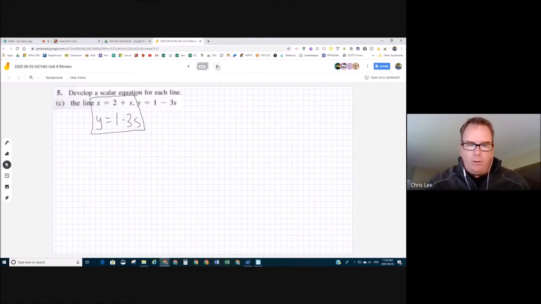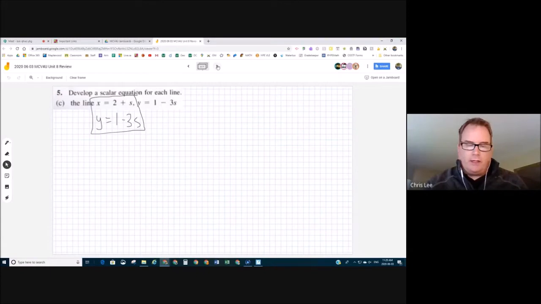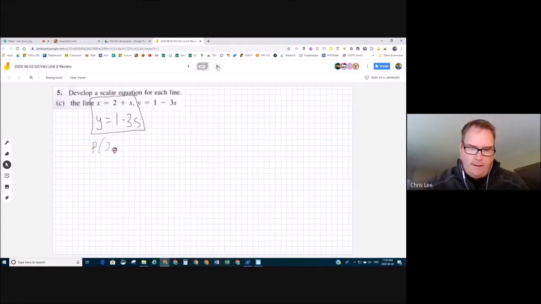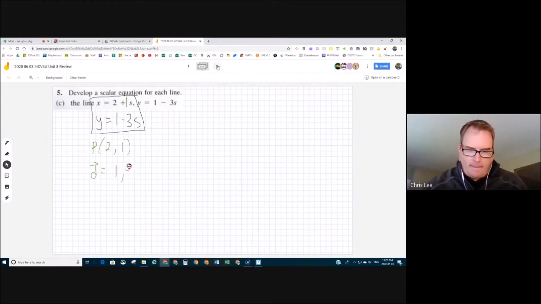So what is the point from this line that I put in the box? 1. Sorry, the whole coordinate point. 2, 1. Yes. So the x part is 2 and the y part is 1. Good. And then the direction vector. 1, -3. Yep. Okay.